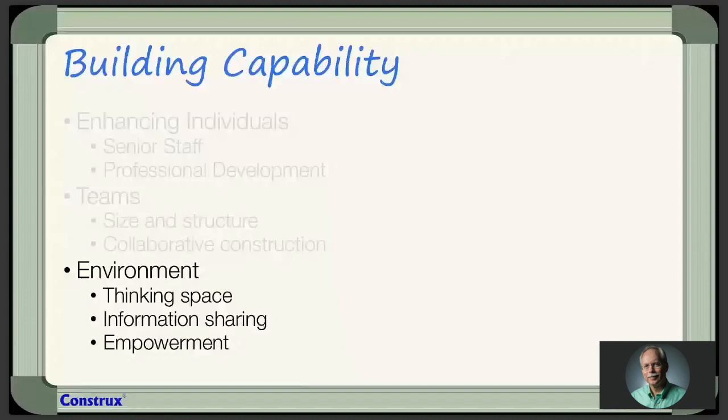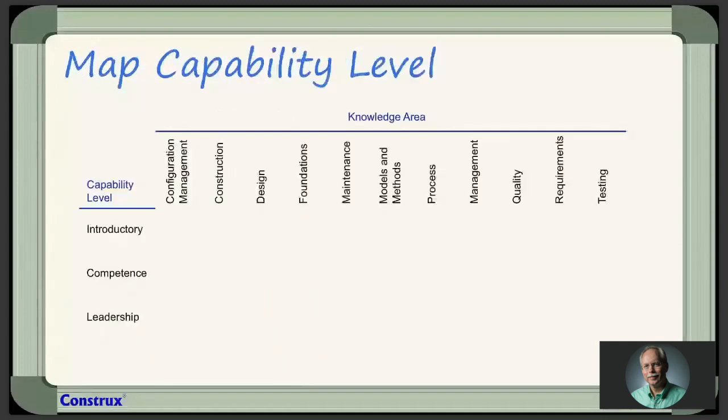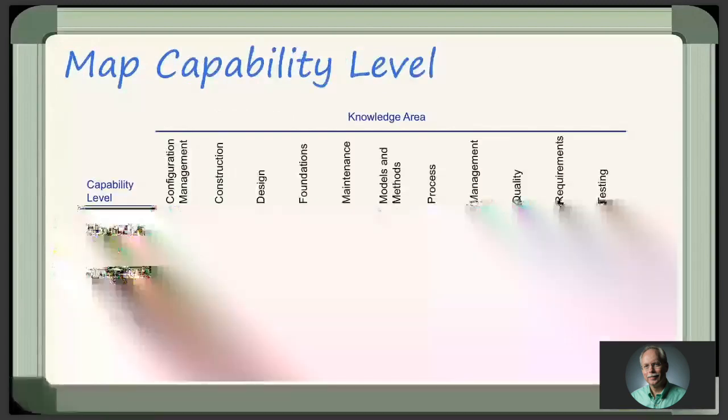Introductory: I can do this, but I need someone else to check my work. Competence: I'm good at this. I'm your day-in and day-out professional. This is a very happy place for me to be. Leadership: not only am I competent, but I help mentor the introductory people. I am the go-to person in my organization for this area.